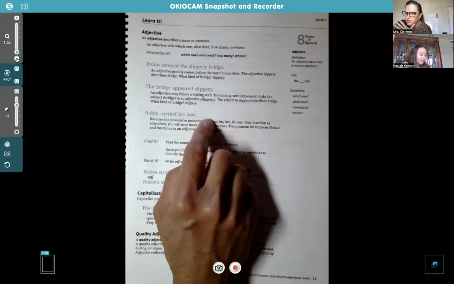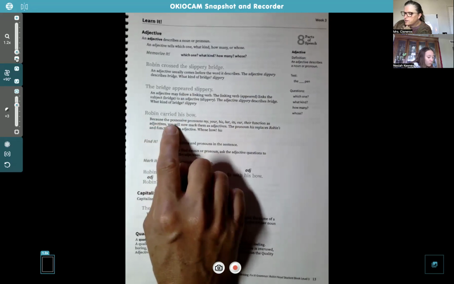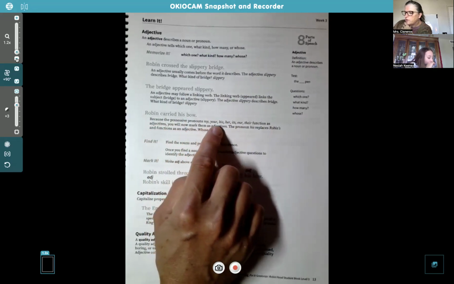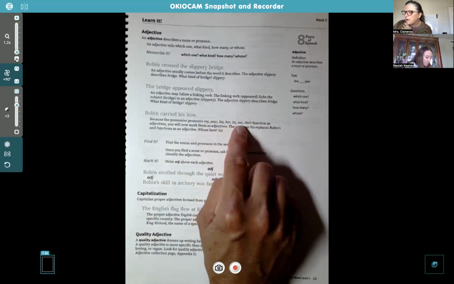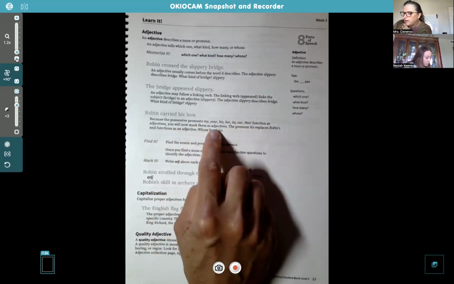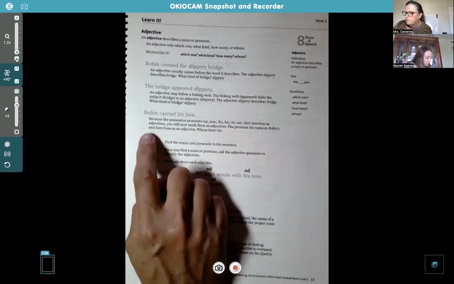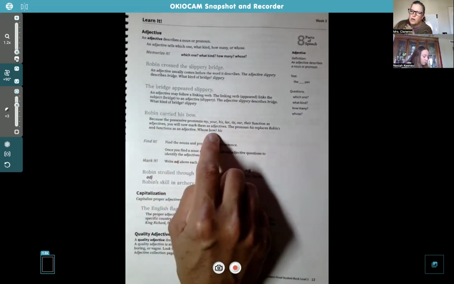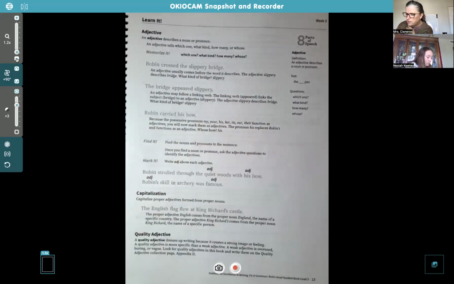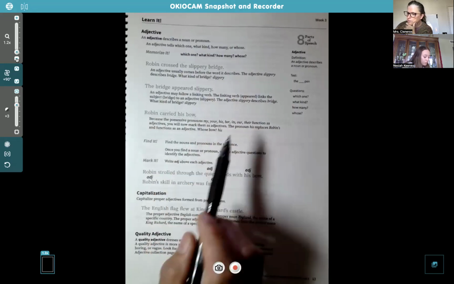And then here's a completely different sentence. Robin carried his bow. Because the possessive pronouns my, your, his, her, its, our, their function as adjectives, you will now mark them as adjectives. The pronoun his replaces Robin's and functions as an adjective, whose bow, his bow. So anytime you see, it might look like a pronoun at first, it still is a pronoun, but we're going to label it as an adjective because it's telling whose. So his bow, whose bow, his bow.